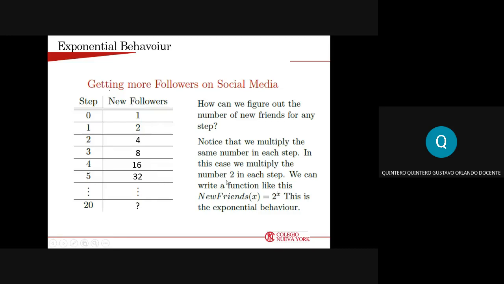Now, we can write a function like this. The new friends, that is the name of the function, new friends, is going to be 2 to the x. And if we replace the number x by the step, we are going to get the amount of followers in that step. In your calculator, please, tell me how much is 2 to the 5th power.